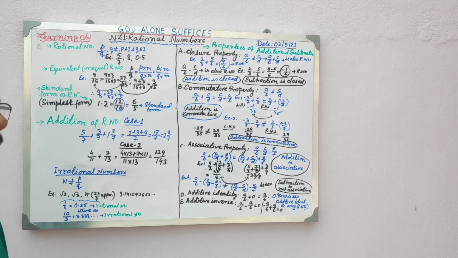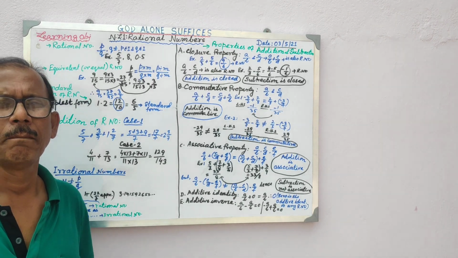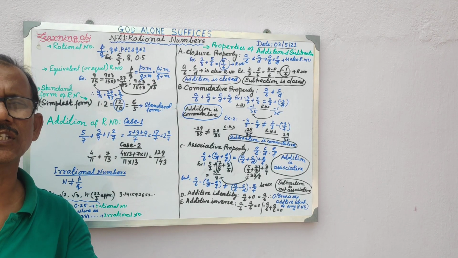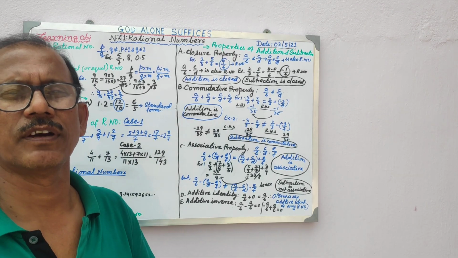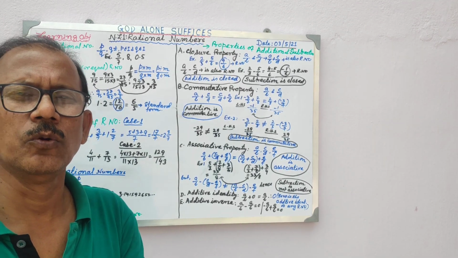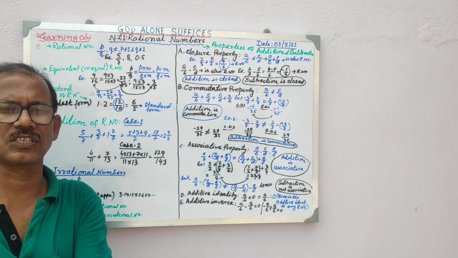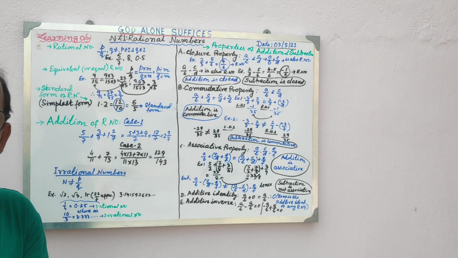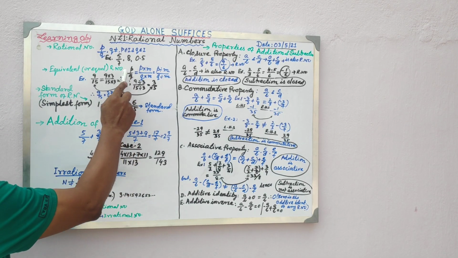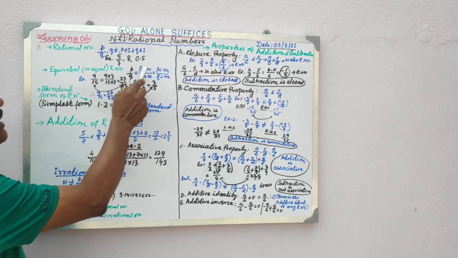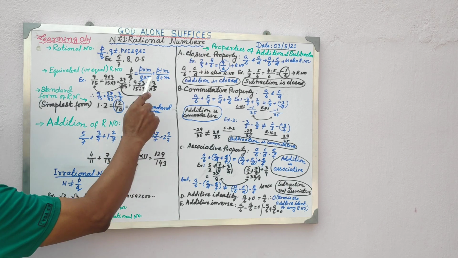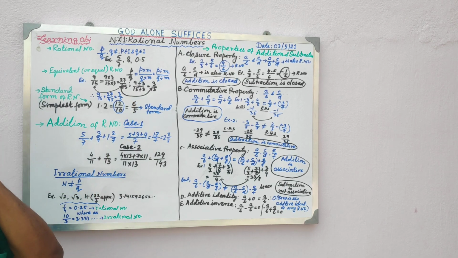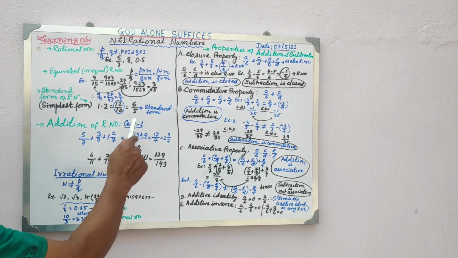Equivalent or equal rational number means p by q, if you are multiplying or dividing the numerator by any integer and the same integer with the denominator, then the value remains the original rational number. You have learned this in fractions. p by q is a rational number. You multiply it by another integer m, but m cannot be 0.